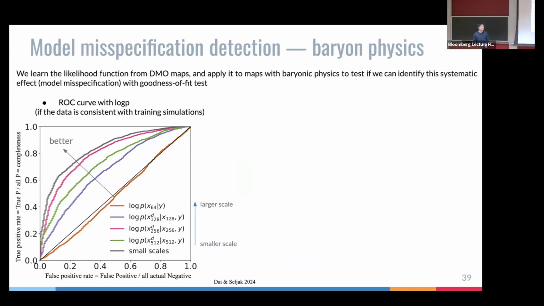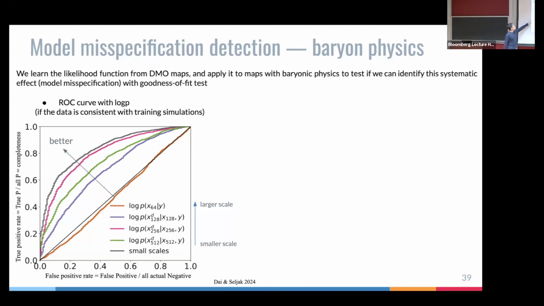So here we did a simple experiment. We learned the likelihood function of the weak lensing maps from N-body simulations, dark matter only simulations, so there is no baryonic physics. And we applied this to the maps with baryonic physics included to test whether we can tell this mismatch or inconsistency between the simulation and the test data.